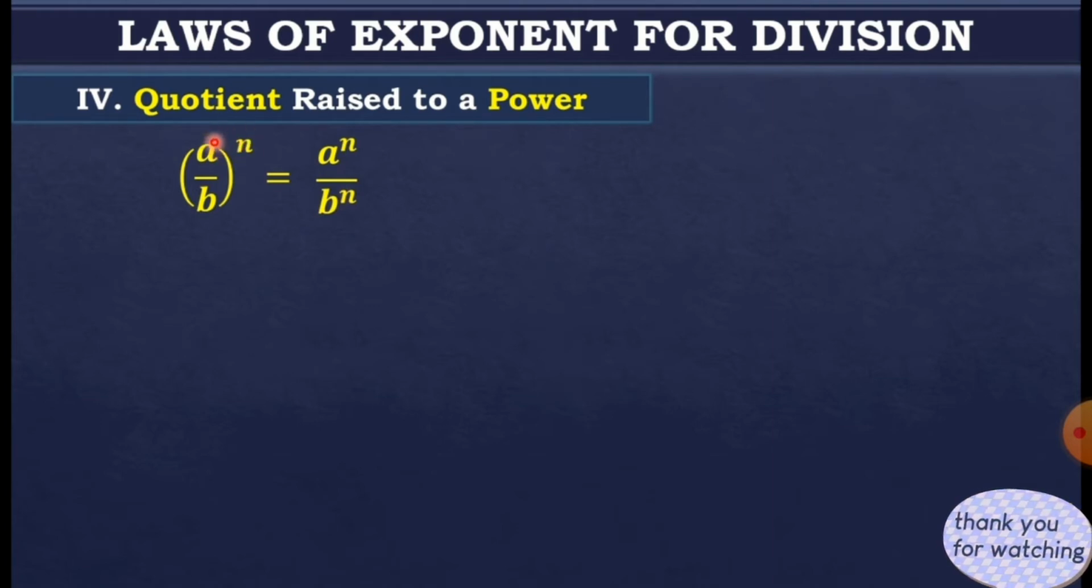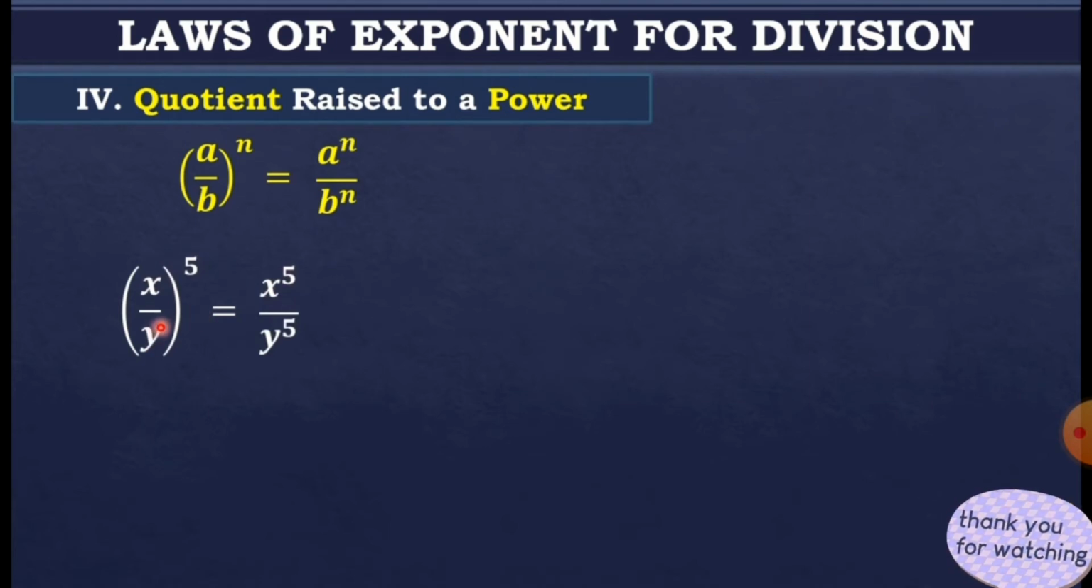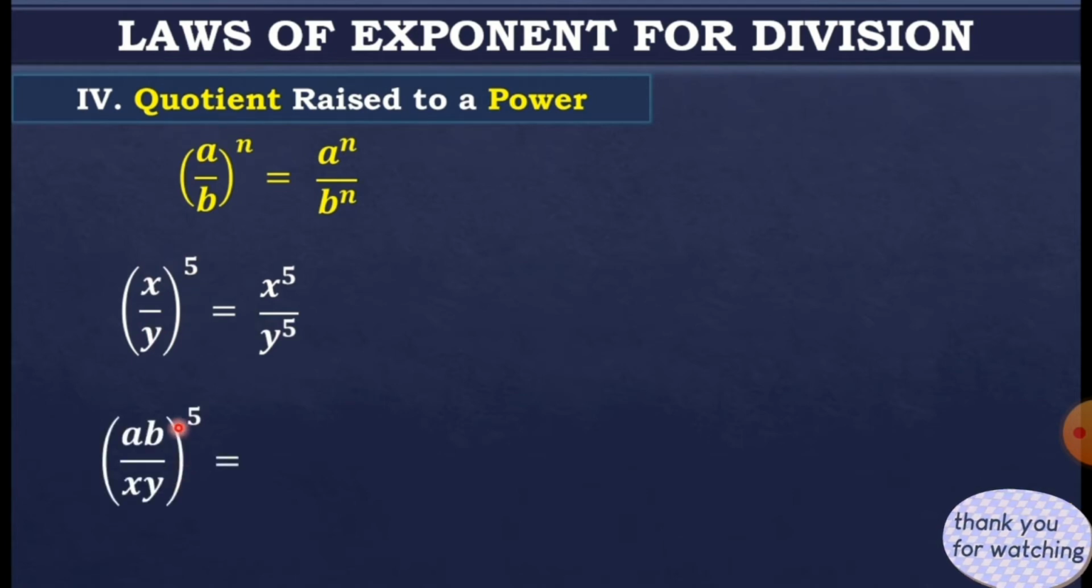So, ito yung concept. For example, we have x over y raised to the power of 5. So, again, we have to distribute yung 5 ni x at ni y. So, magiging x to the 5th over y to the 5th. See? So, they share the same exponent sa numerator at sa denominator. Next example, we have AB over XY raised to the power of 5. Again, distribute the exponent to A and B and to X and Y.